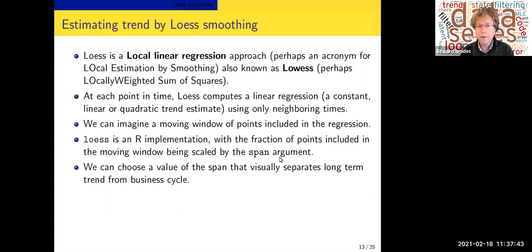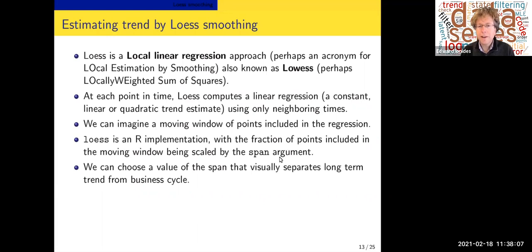Lowpass is a local linear regression approach, and it's unclear exactly what the acronym is. Perhaps it's local estimation by smoothing, and the same algorithm is also known as Lowpass, spelled differently with a W, which could be locally weighted sum of squares. Anyway, here's what the Lowpass algorithm does.